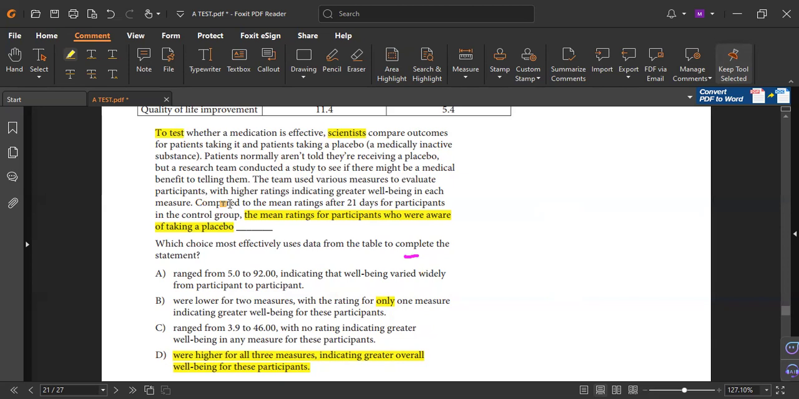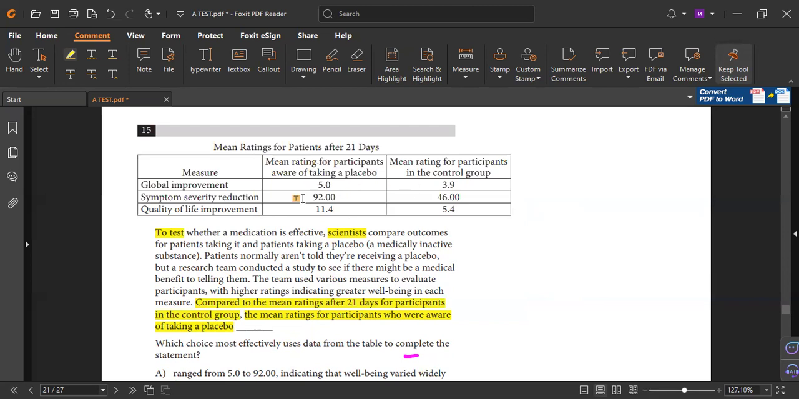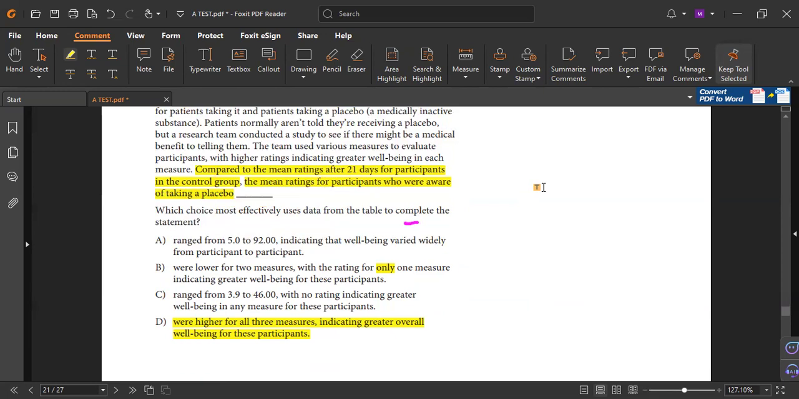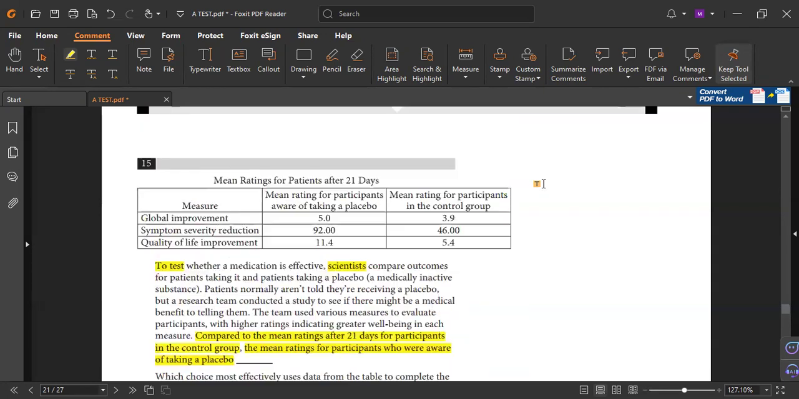As I mentioned here, compared to the mean ratings after 20 days for participants in the control group. So we need a comparison between this one and this one. So what is the comparison between the two? It's overall higher. So the last sentence in the text can help you. That's why. All right.